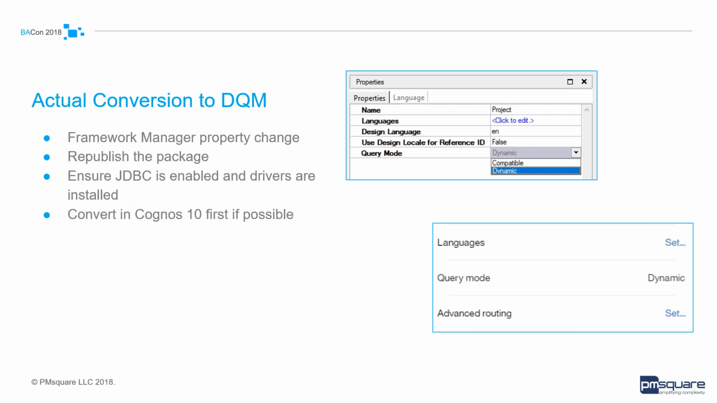Okay, so the actual conversion to DQM: to actually convert, you're going to log in to Framework Manager and switch a property from CQM to DQM. There's a picture in the top right corner of the slide, but it's actually as simple as that. The problem is, though, as I mentioned, if your reports and model aren't compliant to the syntax, just switching the setting isn't enough. You're going to have to go back and do a little bit of cleanup work. You're also going to have to make sure that you have the JDBC connection set up to support it.